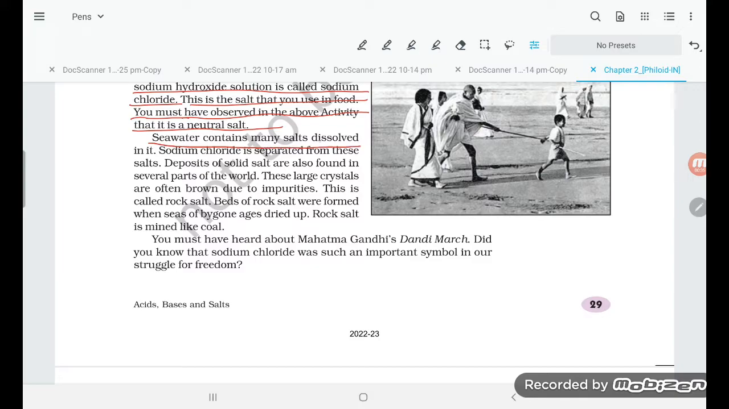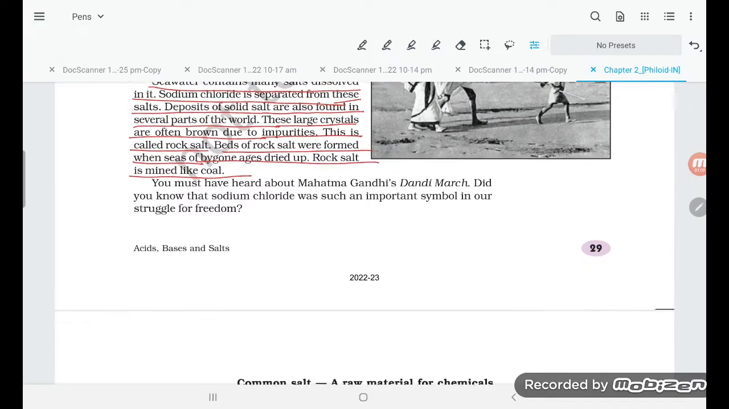Seawater contains many salts dissolved in it. Sodium chloride is separated from these salts. Deposits of salt are also found in several parts of the world. These large crystals are often brown due to impurities. This is called rock salt. Beds of rock salt were formed when seas of bygone ages dried up. Rock salt is mined like coal.